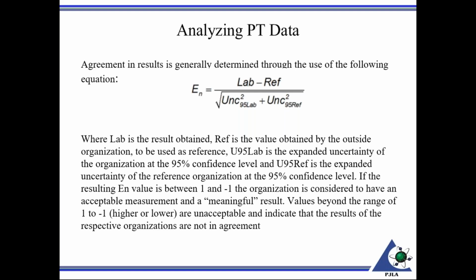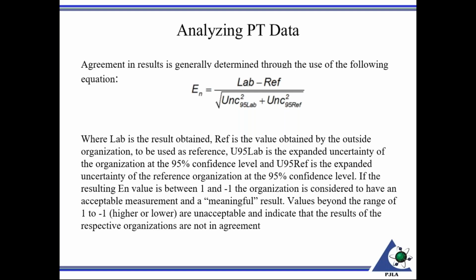Basically, what that is looking at is each organization's values and degree of uncertainty, and whether they are overlapping each other. And this is a calculator. It's on our website. We do have a calculator website at PJLA. I believe it's under the resource tab. It's available to you all as a resource. So if you are doing an interlab comparison, this is an appropriate way to analyze your proficiency test.